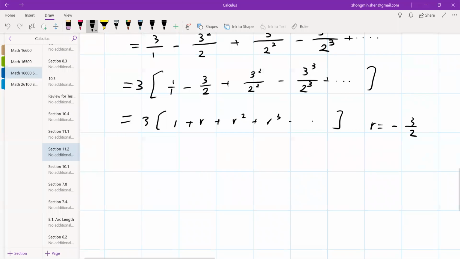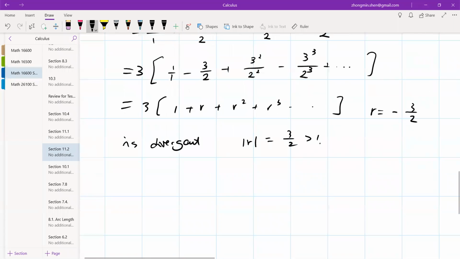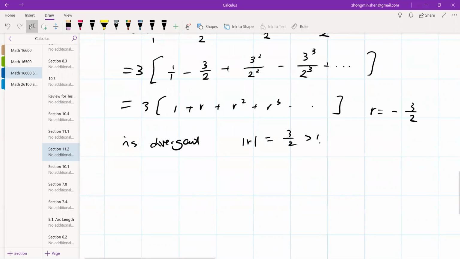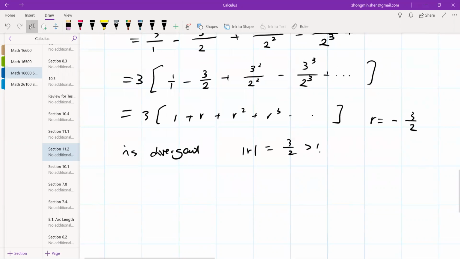Now clearly this is divergent, since the absolute value of r, 3 over 2, is greater than 1. If you really want to see it, you look at the first n plus 1 terms. You will get 1 minus r to the n plus 1 over 1 minus r. You can see that the limit doesn't exist. The next question is problem number 26.